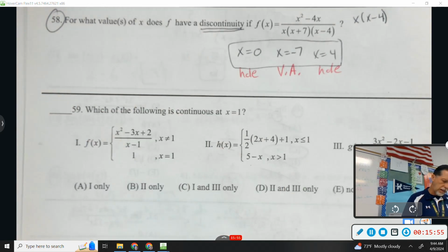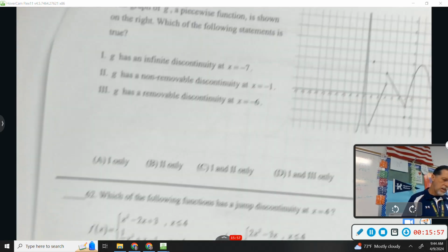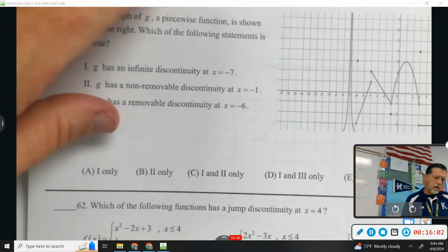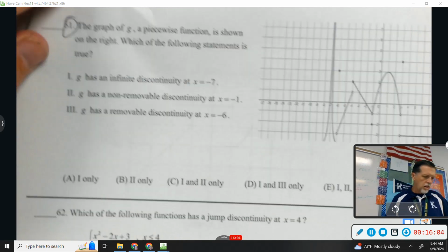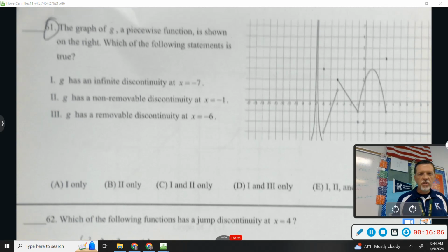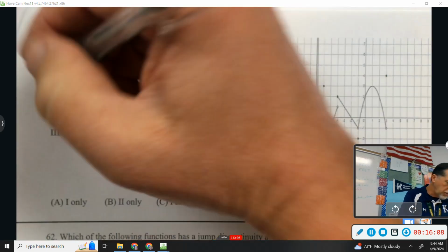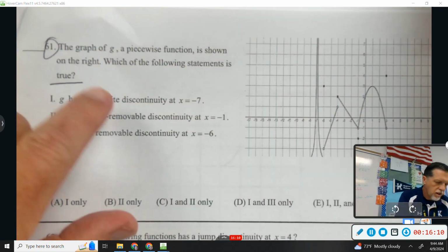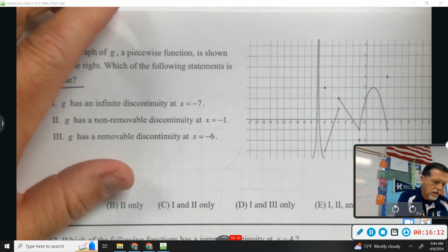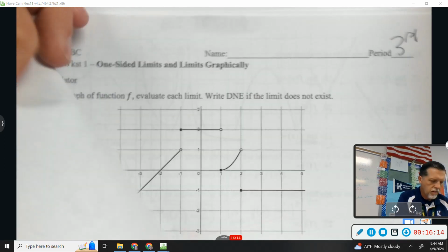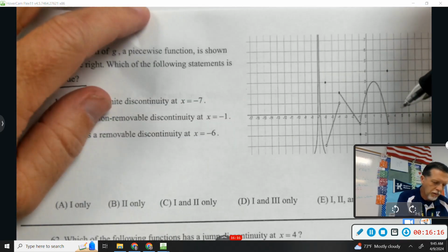Skip 59, skip 60, 61. The graph of a piecewise function is shown. Which of the following statements is true? That graph, is that the same graph that was... I feel like we saw that graph earlier.